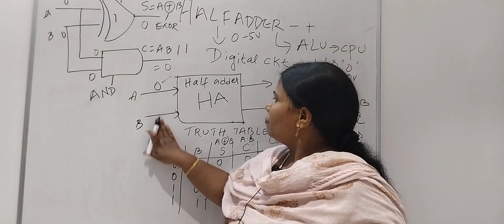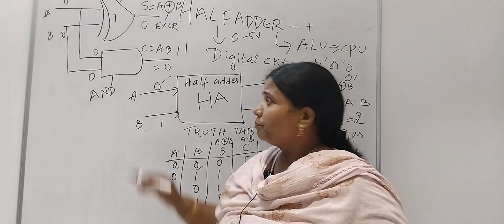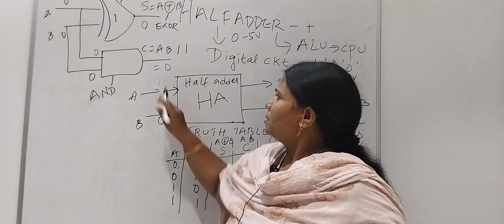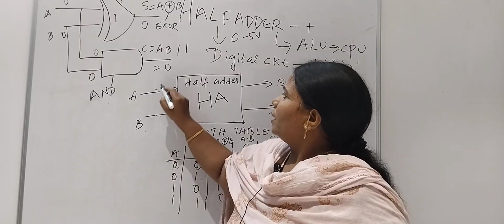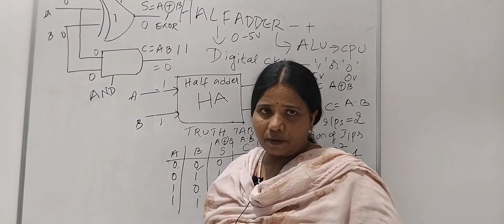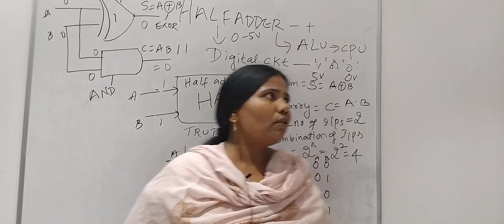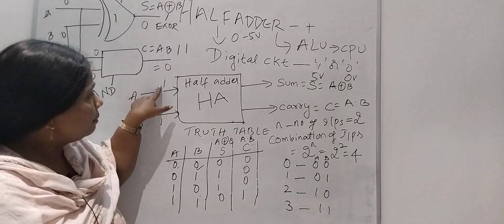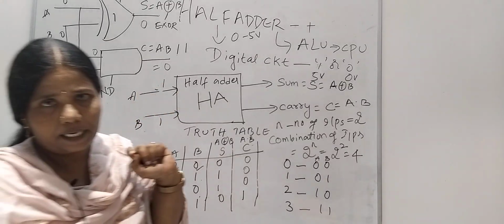So next, if you go for 0 1, here B will be 1. If you go for 1 0, A will be 1 and B will be 0. Next one, what you have here? A 1 and B 1. Okay. So here in all these cases you have seen that each input, A and B, how many bits is it taking? Single bit it is taking.